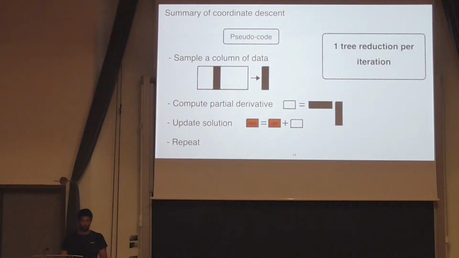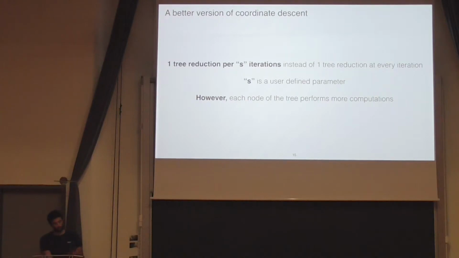So although in the serial setting this method is state of the art, in the parallel setting, because of the communication cost, it's actually going to be very slow. So we hope that we can get something better. So what is the better thing that we hope to get? Instead of having one tree reduction per iteration, we will develop an algorithm that has one tree reduction per S iterations, where S is a user-defined parameter.